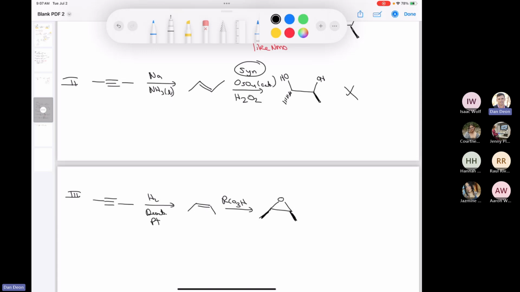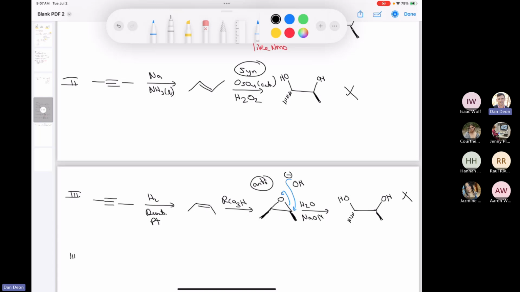It says H2O and sodium hydroxide. This is not something that we covered in detail, but it's just another way to crack this open. It's exactly what you think would happen: the hydroxide acts as a nucleophile and cracks that open like this. So in that case, we're going to end up with an anti-addition. One hydroxyl is going to be like this, the other hydroxyl like this. That means one methyl group is going to be coming out and one's going to be going in. So this doesn't work as well.